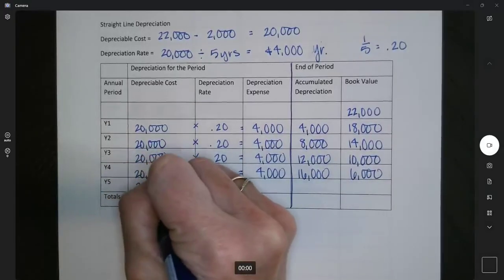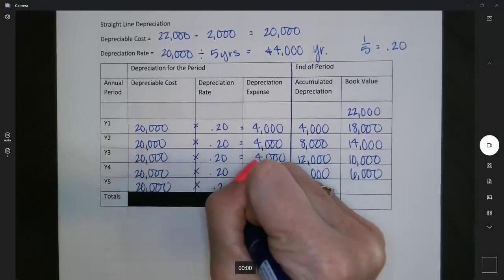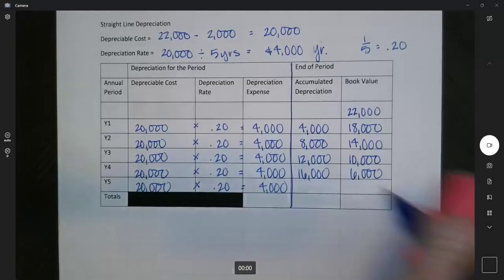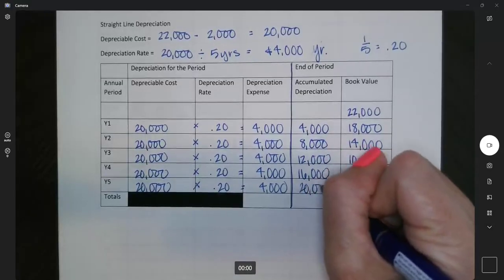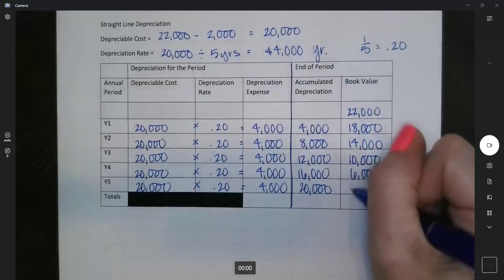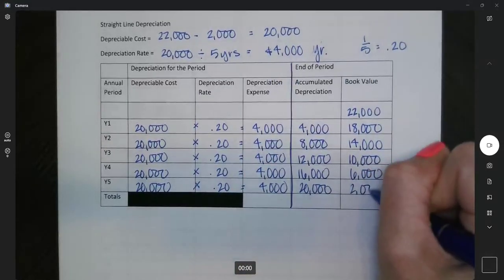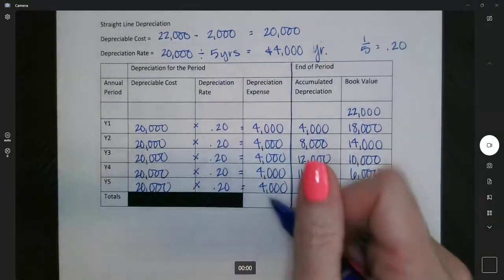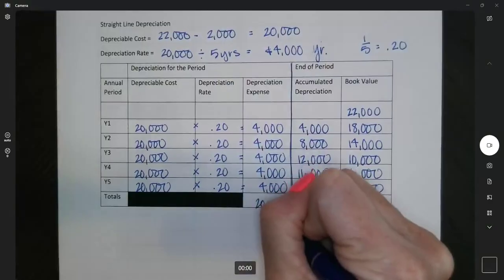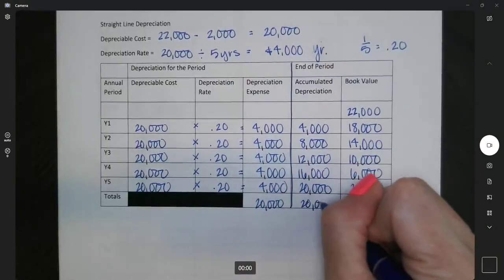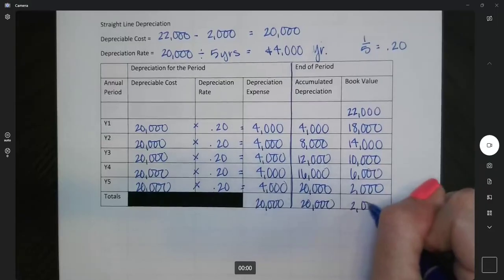Final year, year 5, we've got 20,000 again, times 0.20, coming out to 4,000. Accumulated depreciation is now at 20,000, which was our depreciable cost. And our book value is now 2,000, which was our salvage value. And down at the very bottom, our totals for depreciation expense will be 20,000. And then at the end of all the periods, our accumulated depreciation is 20,000 and our book value is 2,000.